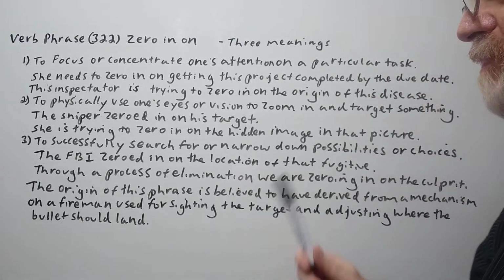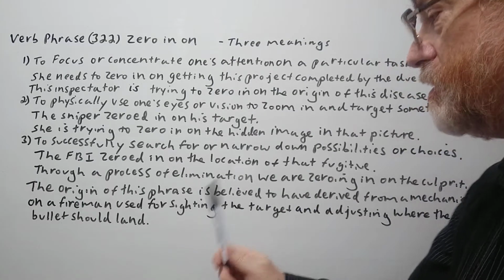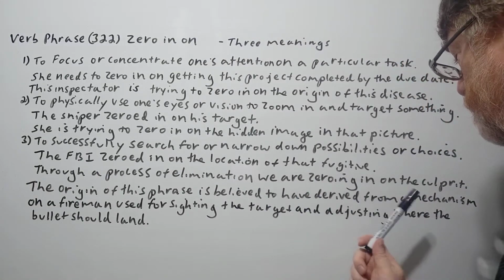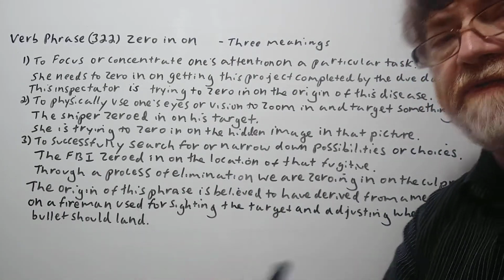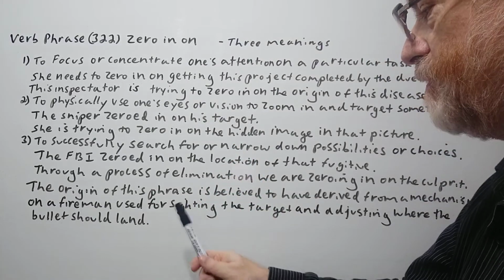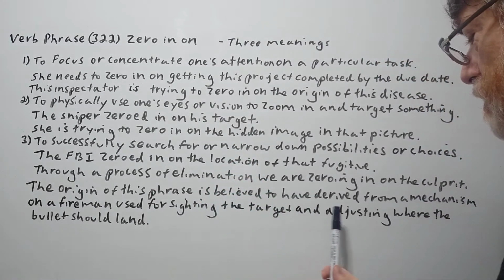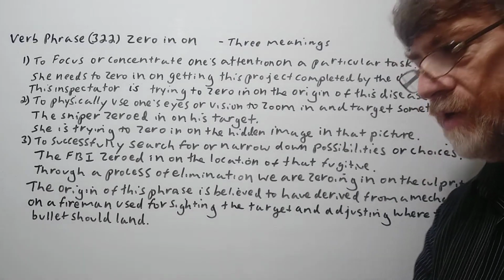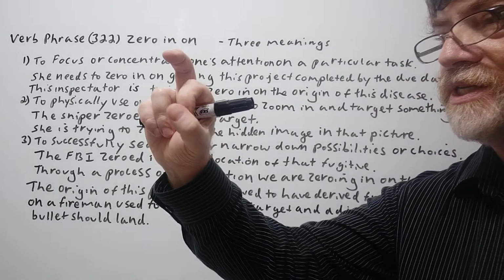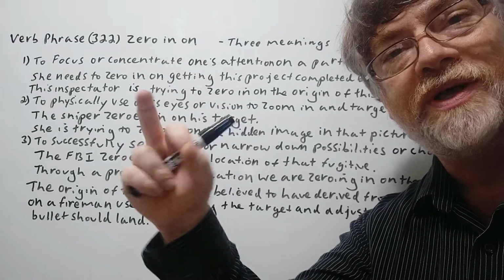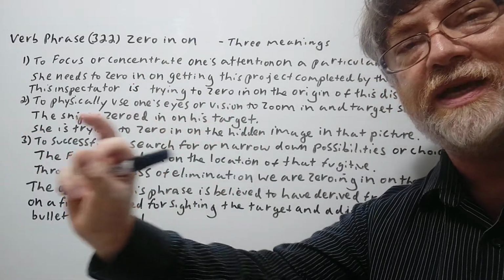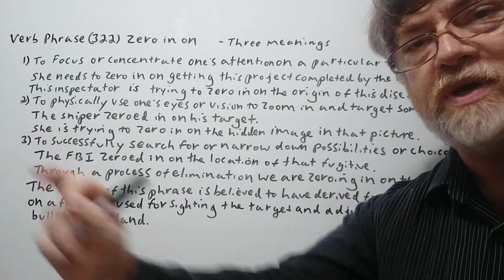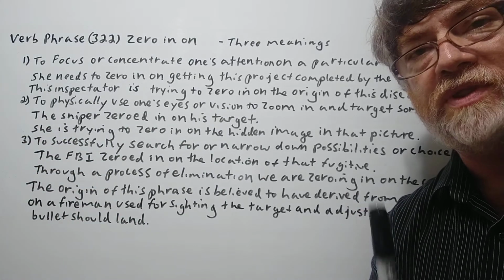All right, let's continue. And the last part here, the origin of this phrase is believed to have arrived from a mechanism on a firing arm, like a gun or a rifle, used for sighting the target and adjusting where the bullet should land. So, of course, they're usually round. So they're round like a zero. So that's what they zero in on. They're kind of zooming in or trying to focus on it. So this is the idea where the phrase came from.